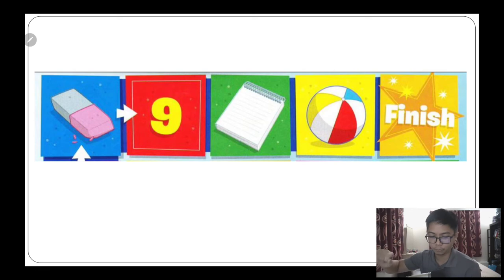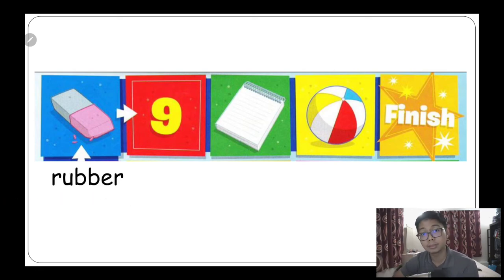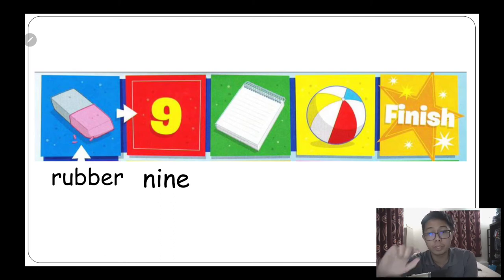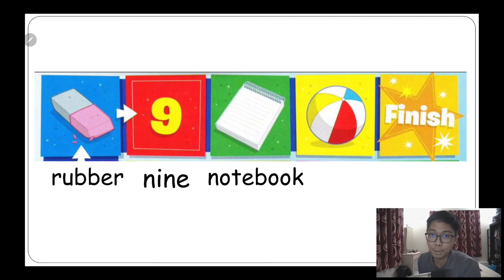And last line. We have on the left, the rubber, or we call it eraser. But rubber is the word that we have learned on Supermind. Next one, after rubber, number 9. N-I-N-E. 9. Next one, we have the small book. What do we call that? Not the big one, the smaller one is the notebook. N-O-T-E. Book. How do you spell book? B-O-O-K. Double O. And lastly, ball. B-A-L-L. Ball.